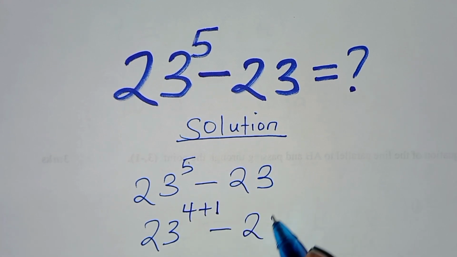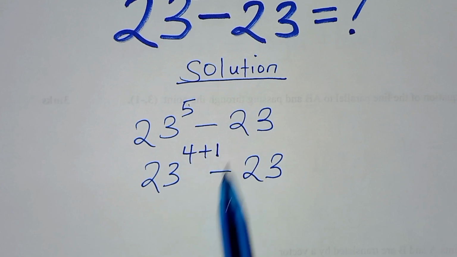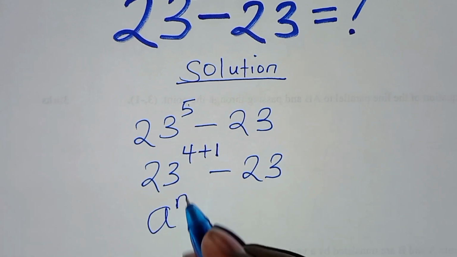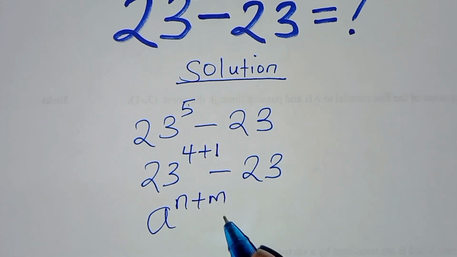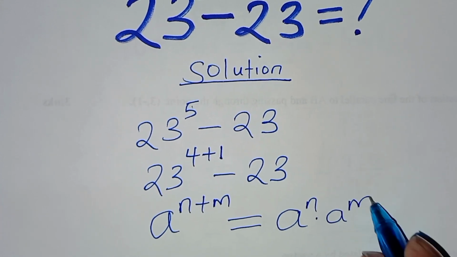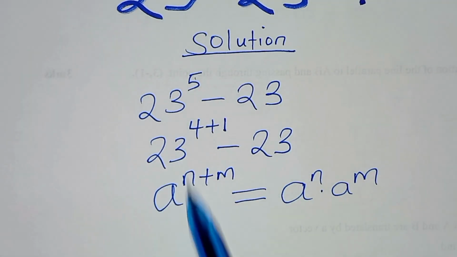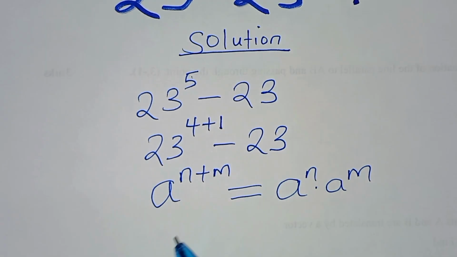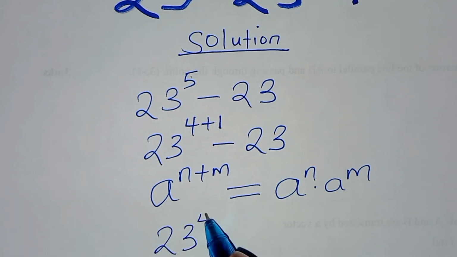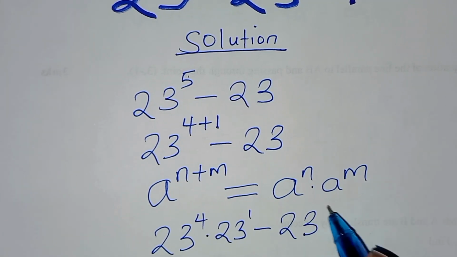So 23 to power 4 plus 1 is in the form of a to power n plus m, which we can express as a to power n times a to power m. Applying this exponent property, it follows that 23 to power 4 plus 1 becomes 23 to power 4 multiplied by 23, which is raised to power 1. Subtract 23, which is also raised to power 1.